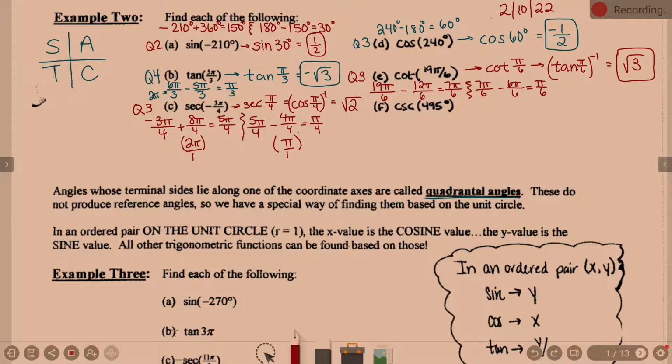Is this positive or negative? Negative? Yeah. Okay. We're in quadrant 3. Tangent's positive here, but sine and cosine are negative. Secant is the reciprocal of cosine, thus it is negative.